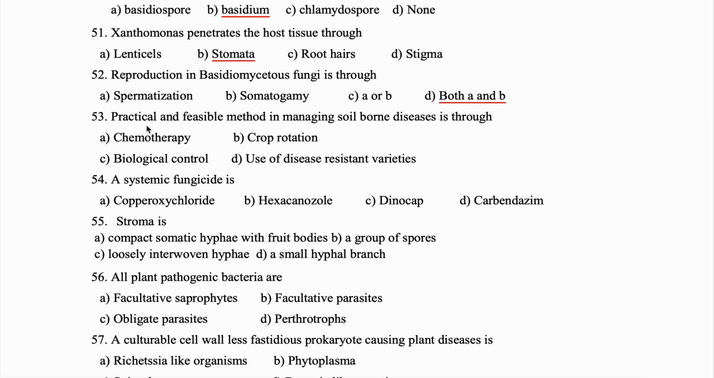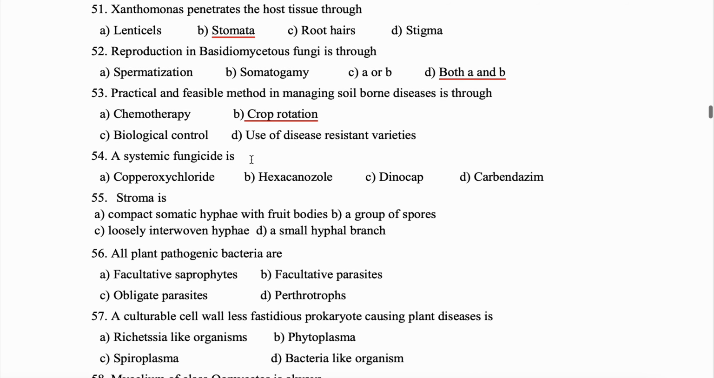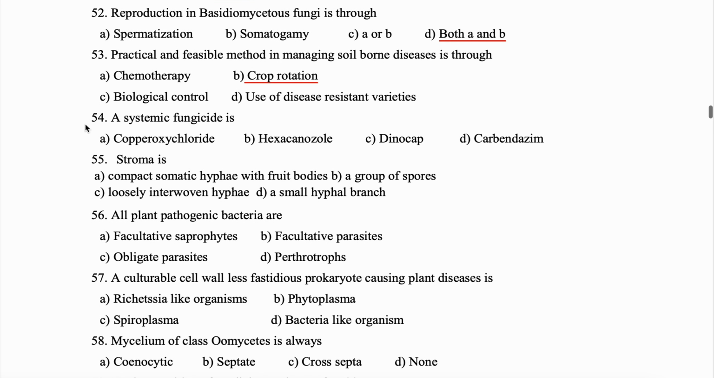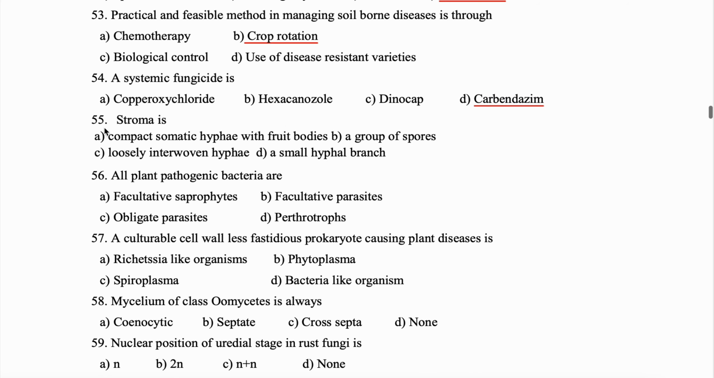Next question. Practical and feasible method in managing soil-borne diseases is through crop rotation. Yes, all the rest of the options are correct, but here it is asked practical and feasible method. So the most feasible and practical method is crop rotation. Question 54. A systemic fungicide. Out of these four, which one is systemic? Carbendazim.